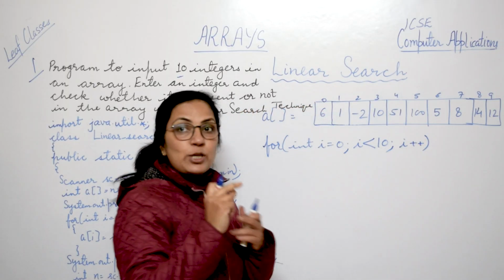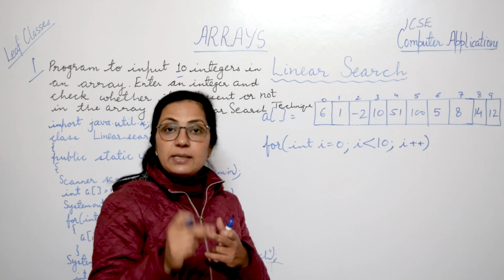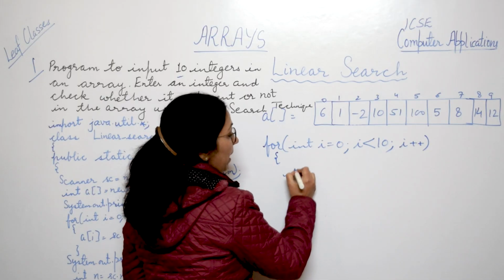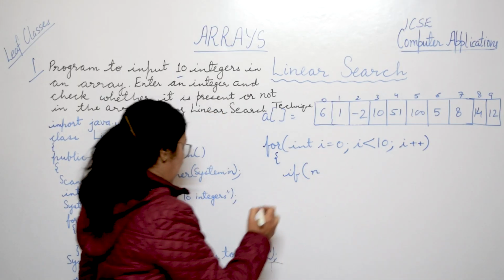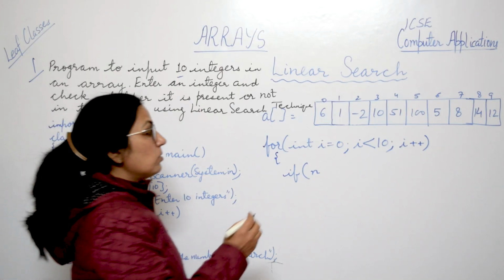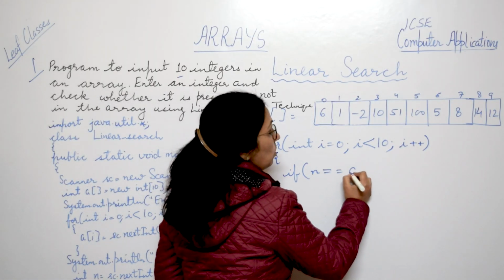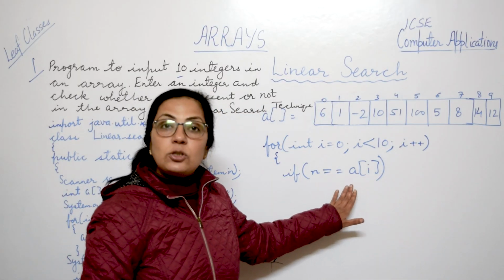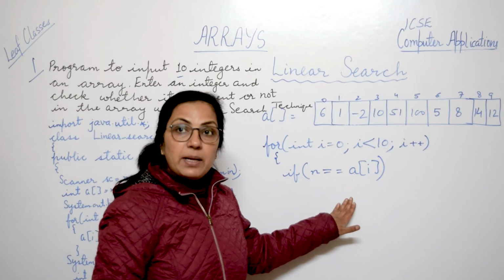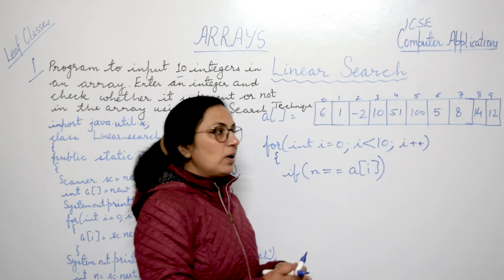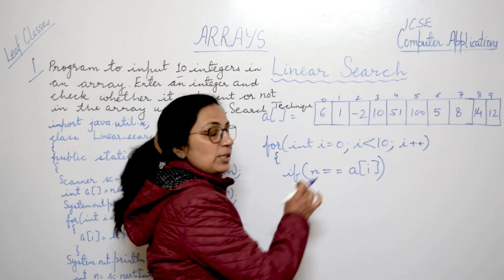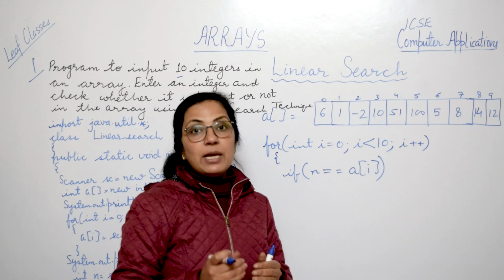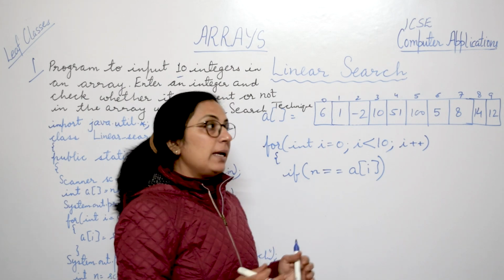Now you have to check whether that particular element is present in the given array or not. So for that, every time we will be comparing if n, the number which we have entered from the user, equals a[i] or not. If this condition is true, that means the number is present, right? So children, when this matching value is found, that means our search is successful. We have got that element in the array.